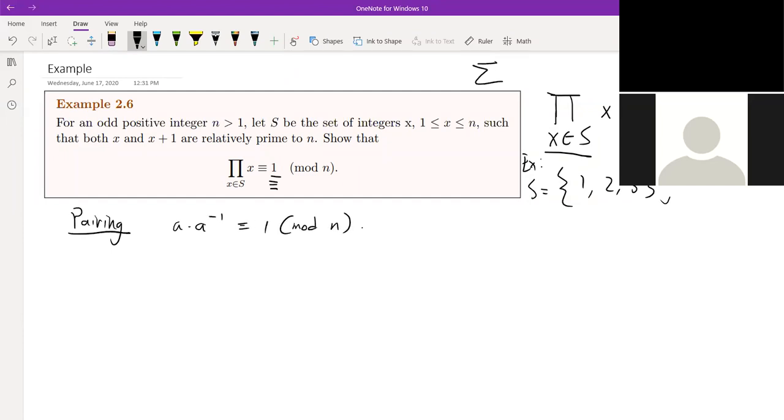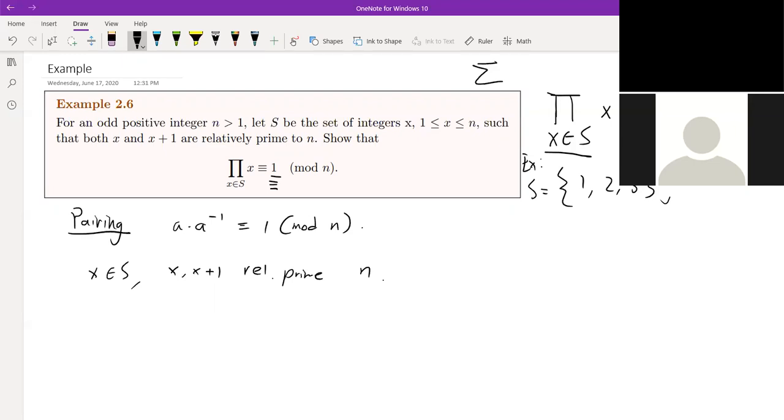So this might give us a hint that perhaps if we can pair numbers together somehow within the set S, we can actually get this to be true if we multiply them all together. So we know that if x is inside of S, x and x plus 1 are both relatively prime to n.